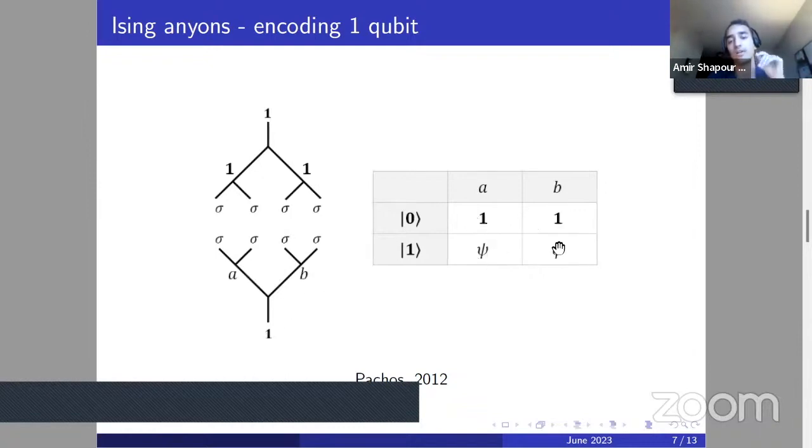So you get this 1, 1 and psi, psi. And you just encode information in this. So you have these intermediate states A and B, and you encode your 0 state as 1, 1 and your 1 state as psi, psi. That's not too much there.